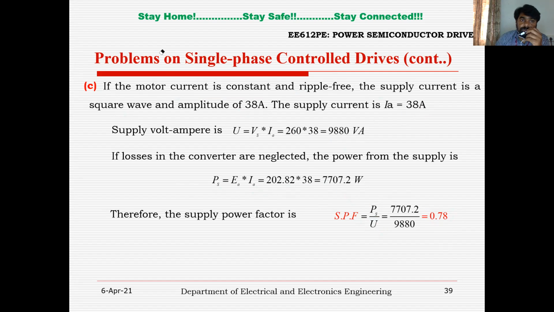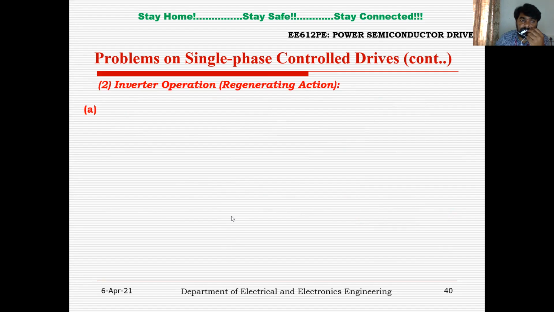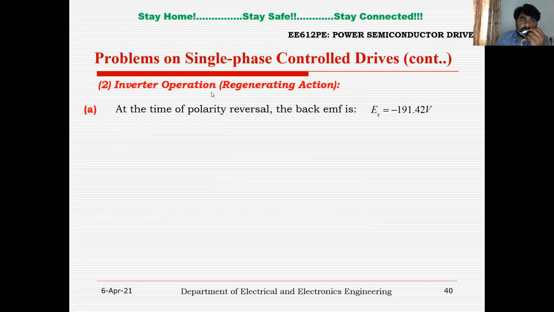Then this is about when the machine is operating in motoring action, where alpha is less than 90 degrees. Then the next problem is when the machine is operating in a regenerative action. By changing the field excitation, the back EMF is reversed. That means instead of plus 191.42, it is now minus 191.42, right?